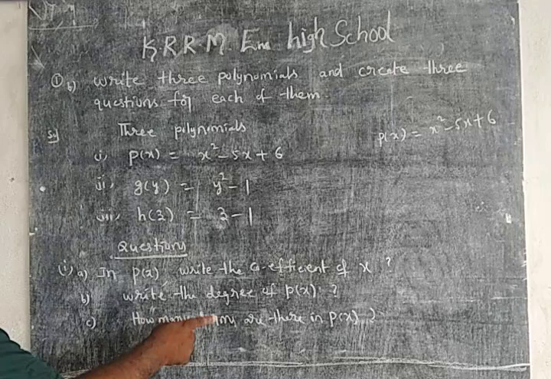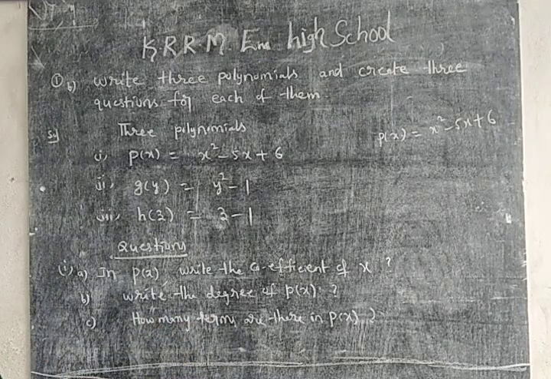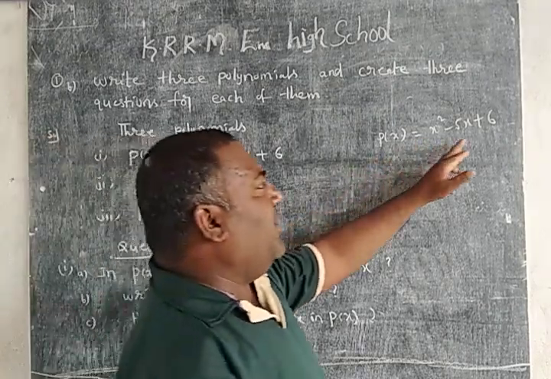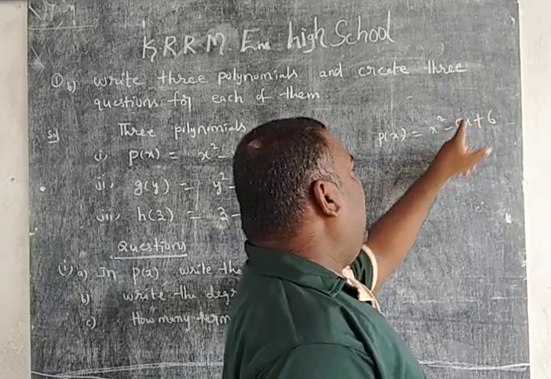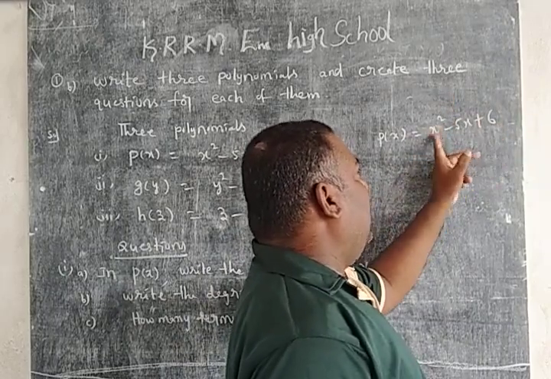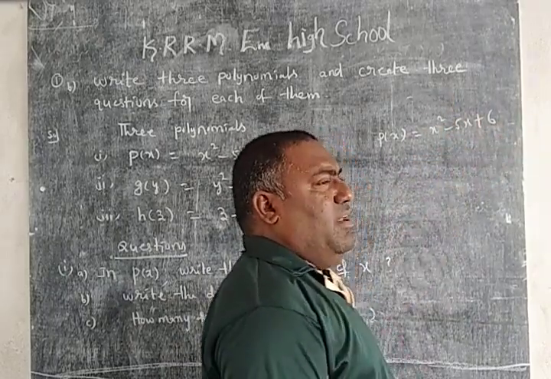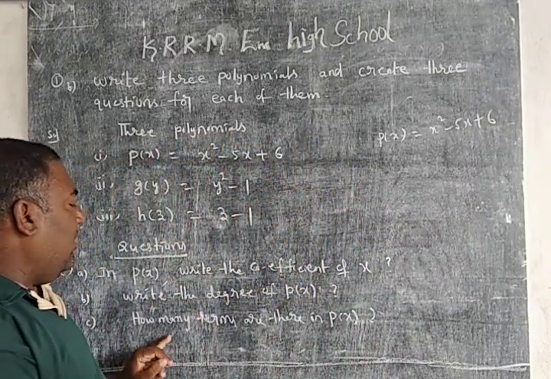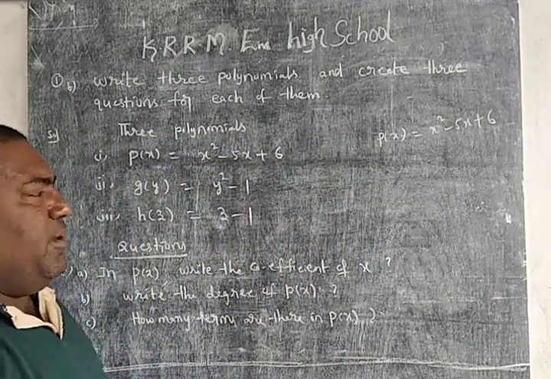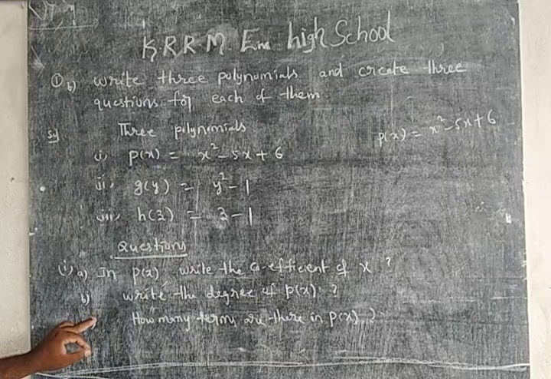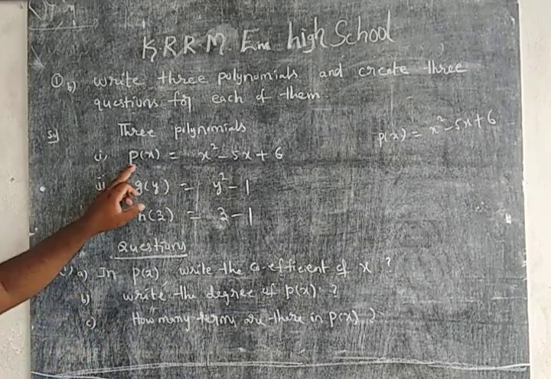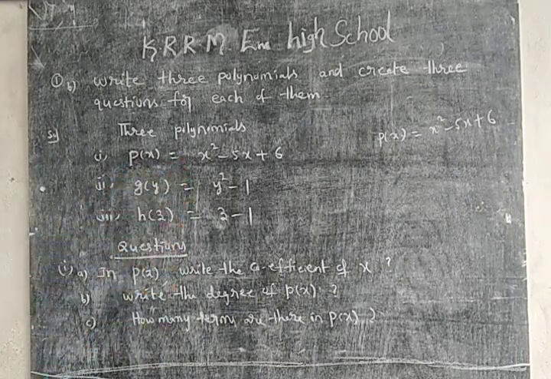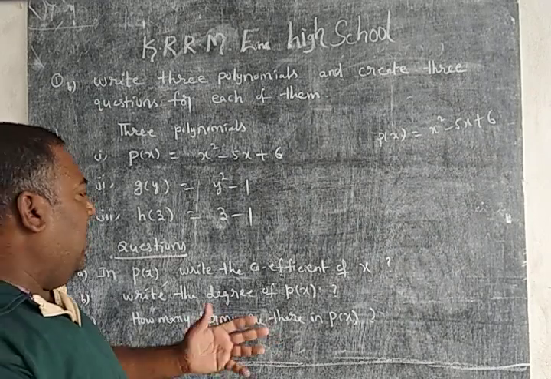Third question: how many terms are there in p of x? In this polynomial, x square minus 5x plus 6, there are three terms. So it is a trinomial. There are three terms in p of x. So these are the three questions about the first polynomial p of x equal to x square minus 5x plus 6. Like that, you can create other questions also.